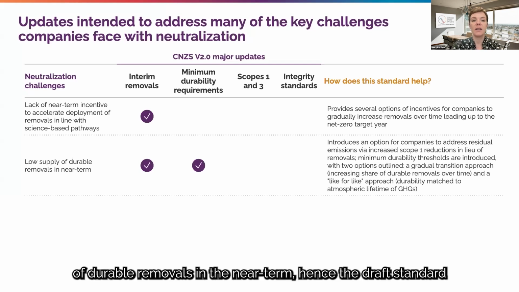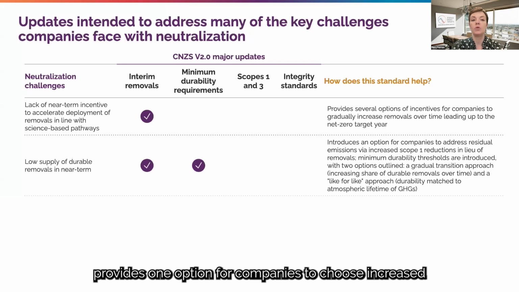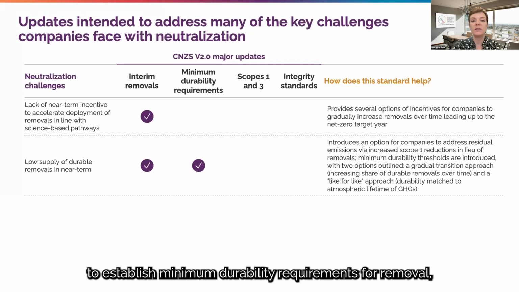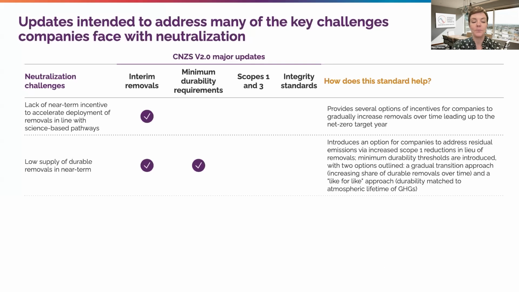The second challenge refers to a potential low supply of durable removal in the near term. Hence, the draft standard provides one option for company to choose increased Scope 1 reduction in lead up to net zero in lieu of removals. It also provides two options to establish minimum durability requirement for removal, one of which assumes that there is a gradual increase of the share of durable removal in lead up to net zero.